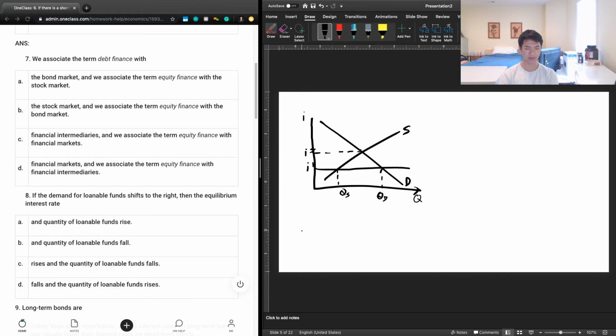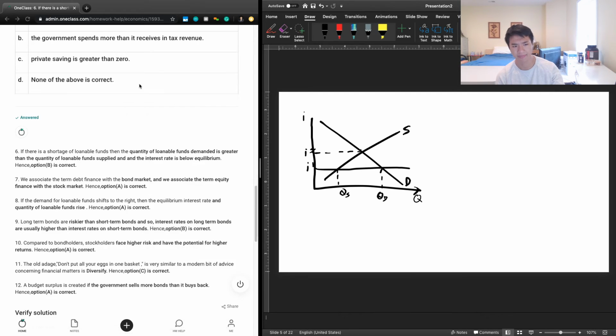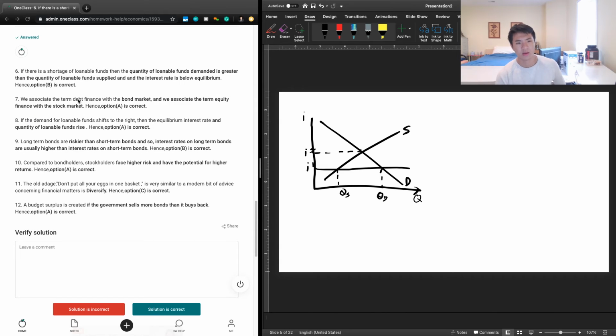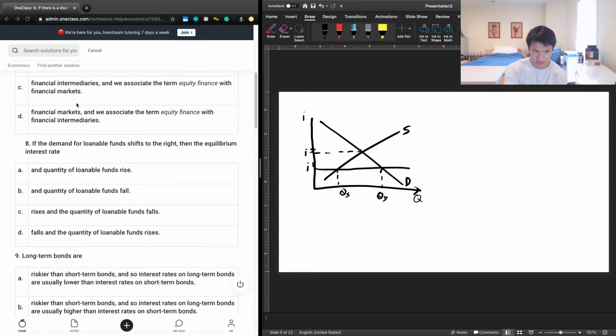That is why we associate debt finance with the bond market and equity finance with the stock market, because those are the primary markets in which you would see the difference between borrowing and equity raising. So 7 should be A, and the previous tutor got it correct. We associate the term debt finance with the bond market, and the term equity finance with the stock market, and A is correct.